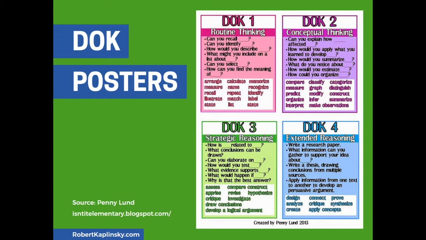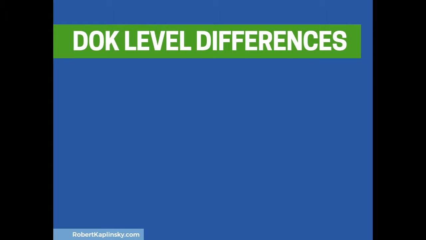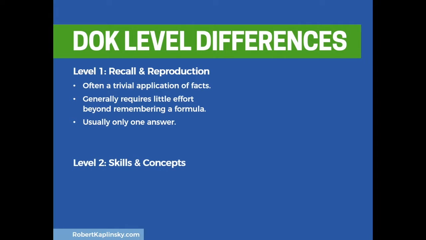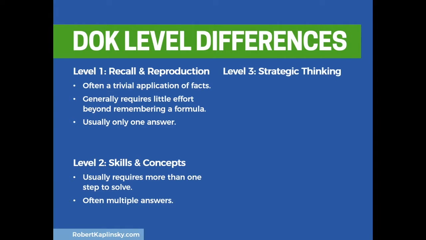So if I'm going to judge them, it's only fair that I judge myself. So let me share how I see the differences between the depth of knowledge levels. With DOK1, you've got recall and reproduction, which is often a trivial application of facts, generally requires little effort beyond remembering a formula, and usually has only one answer. With DOK level 2, skills and concepts, there's usually more than one step required to solve it, and often multiple answers. But it's DOK level 3 that's my favorite level.